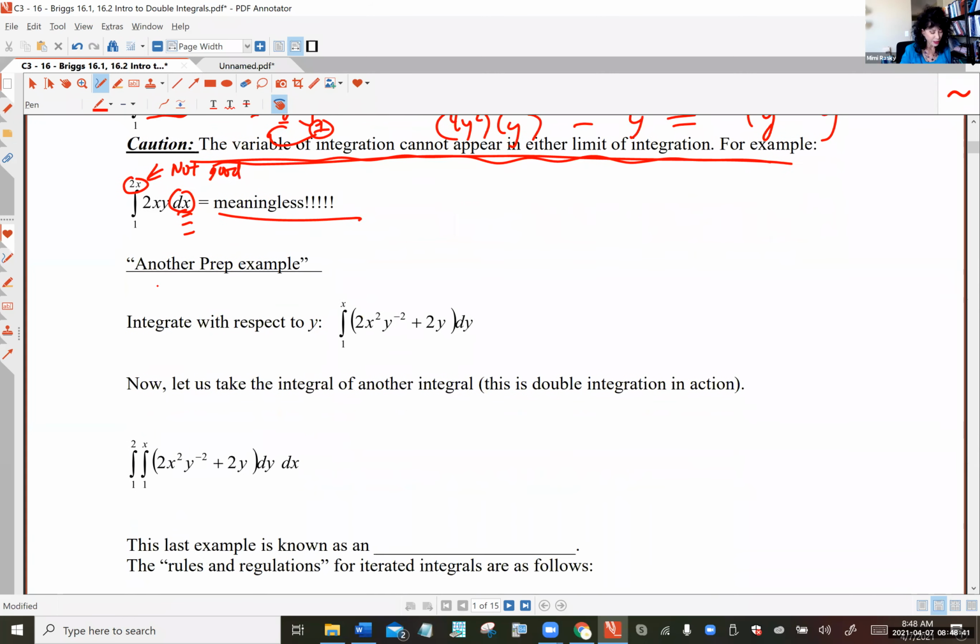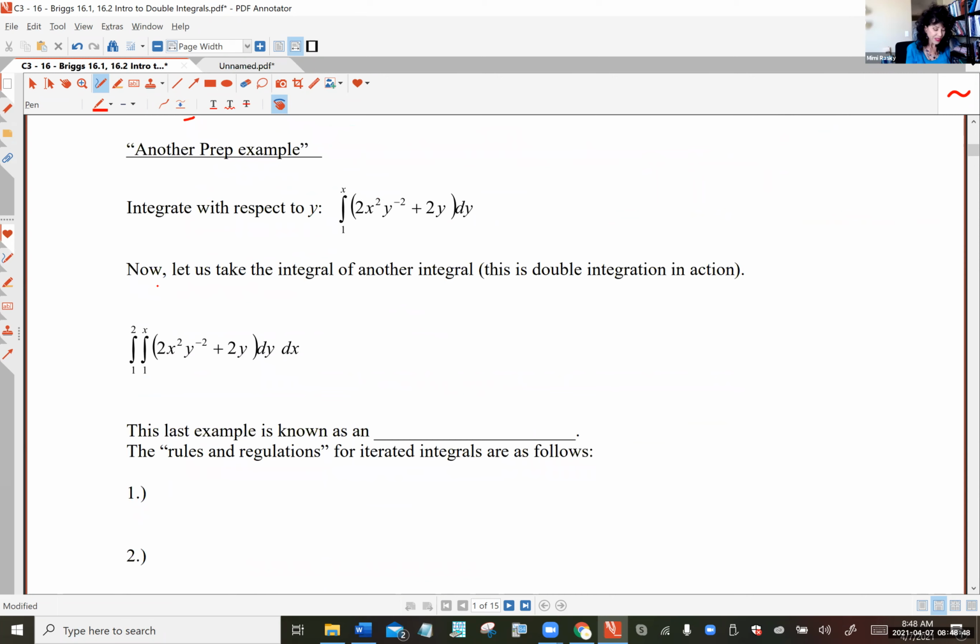Okay, let's do another prep example with the training wheels, and then we'll get to the real deal. Let's integrate with respect to y now instead, just for fun. And we're doing a definite integral. So it's okay to have an x in the limits because we're integrating with respect to y. So this is a totally okay partial multiple integral. So what we're going to do is integrate with respect to y.